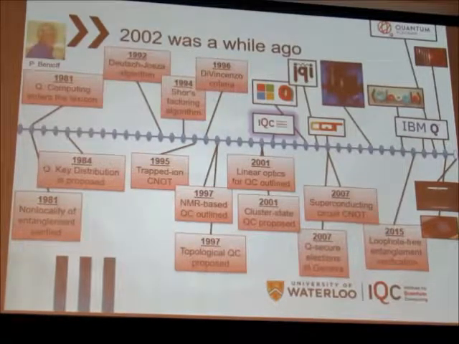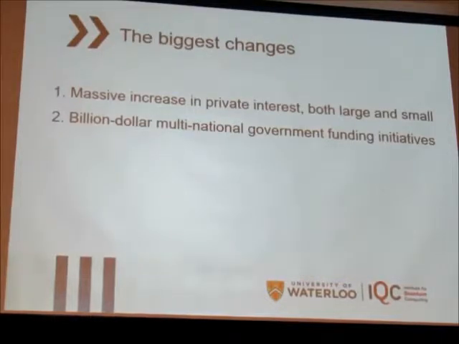So what's been the big difference? What's changed since 2002? So number one, we got a massive increase in private interest, both large, with your Googles and Microsofts, as well as small. Quantum startups have been booming as well. And there's been $1 billion multinational government initiatives.